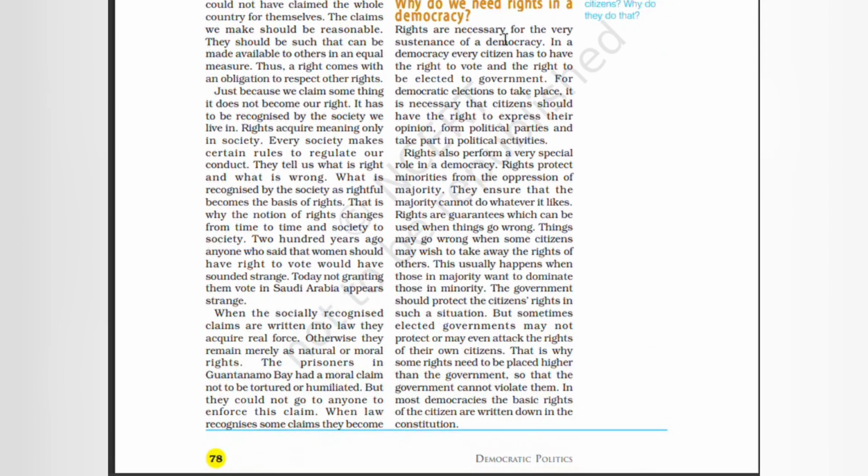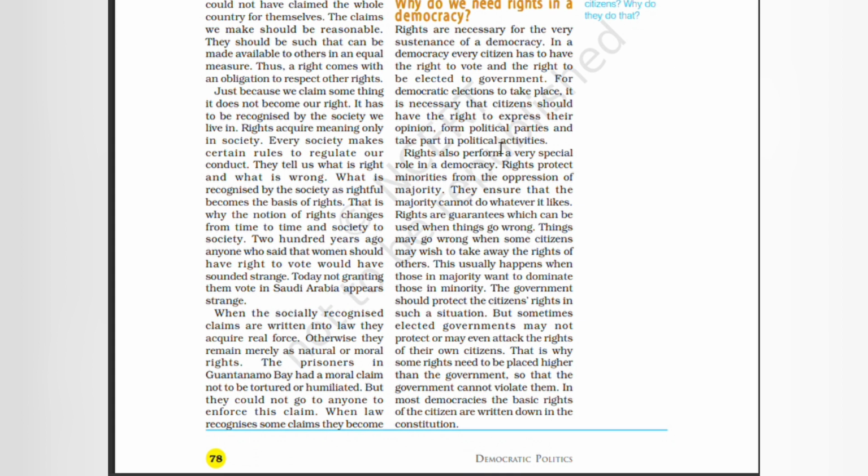Why do we need rights in a democracy? Rights are necessary for the very substance of a democracy. In a democracy, every citizen has to have the right to vote and the right to be elected to government. For democratic elections to take place, it is necessary that citizens should have the right to express their opinion, form political parties, and take part in political activities.